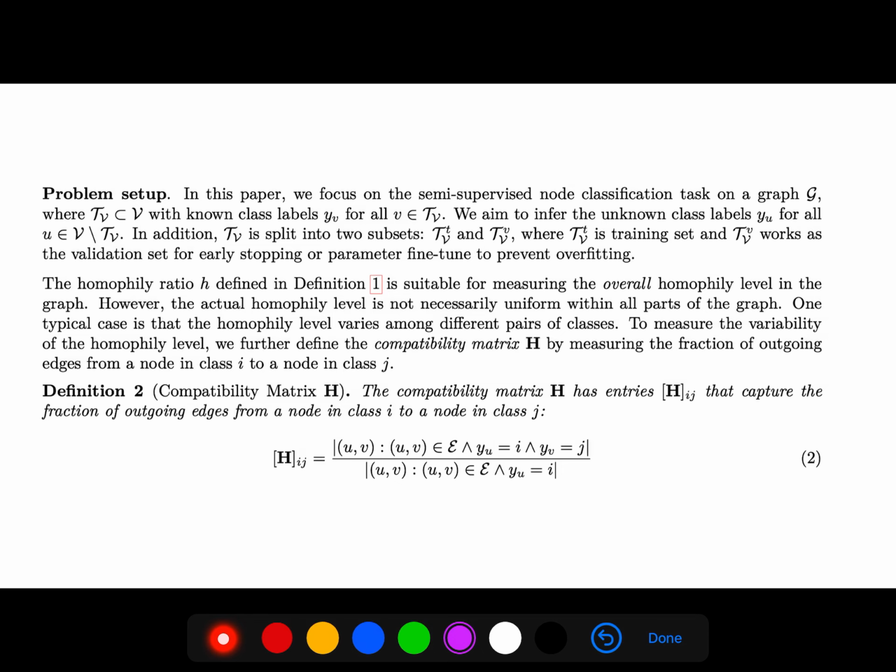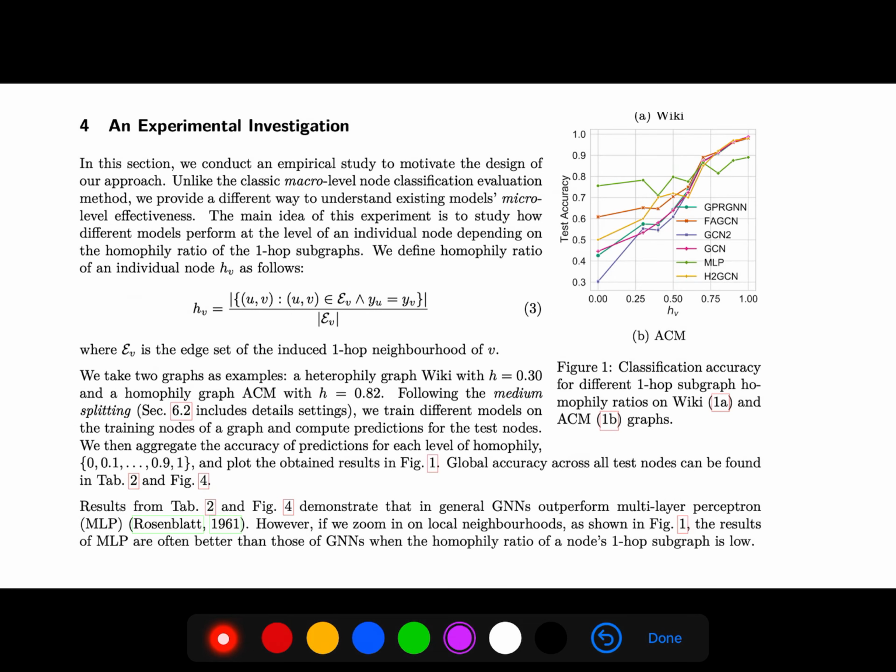Also, they introduce the notion of compatibility matrix. Like in the previous video, we had a compatibility matrix. But here, the compatibility matrix is defined to capture the fraction of outgoing edges from a node in class I to a node in class J. And here they define the homophily ratio of an individual node.